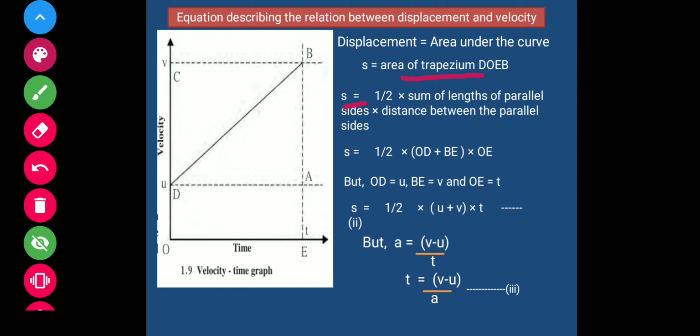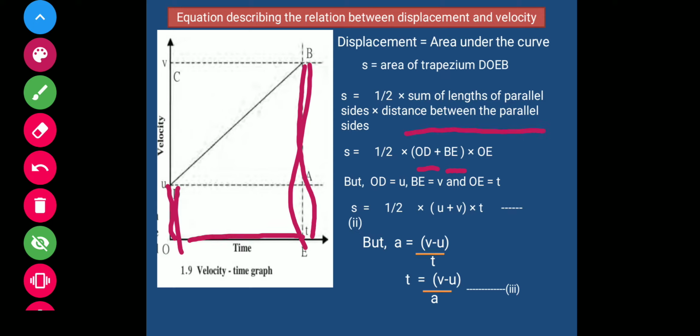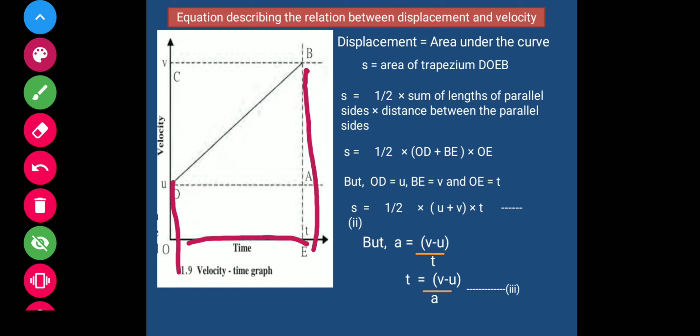So let's put in the values. These are the parallel sides of the trapezium. So write down the parallel sides: half into OD plus BE, into the distance between the parallel sides. This is the distance between the parallel sides, that is OE.